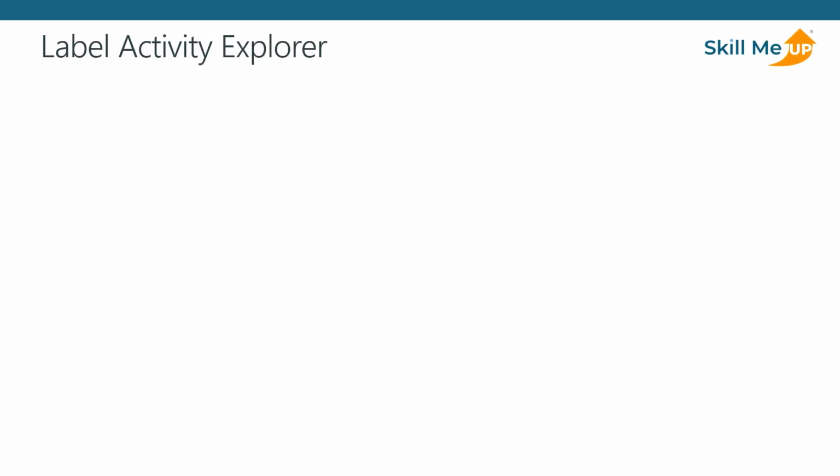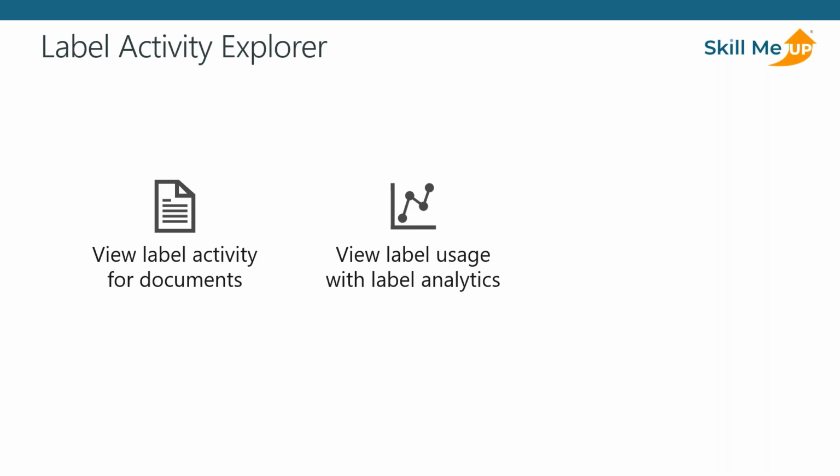Now we have what's called the Label Activity Explorer, where we can view label activities for documents. So after you recreate those labels, for example, for retention, you'll want to verify what they're being applied to, and you can utilize this for that. You can also use the Label Analytics view. So after you recreate the labels, you want to see how they're being used. With Label Analytics in the Compliance Center, you can see which labels are being used the most and where they're being applied. And then, of course, we have the data governance reports that allow you to verify that they're being applied to content as you intended.